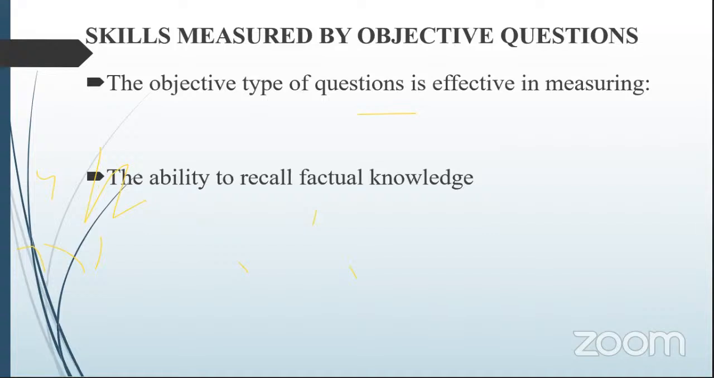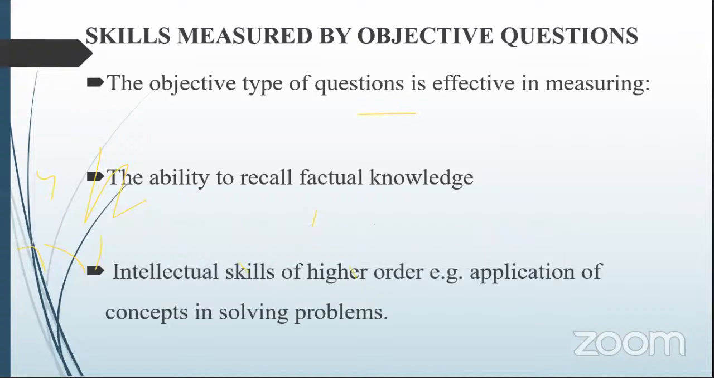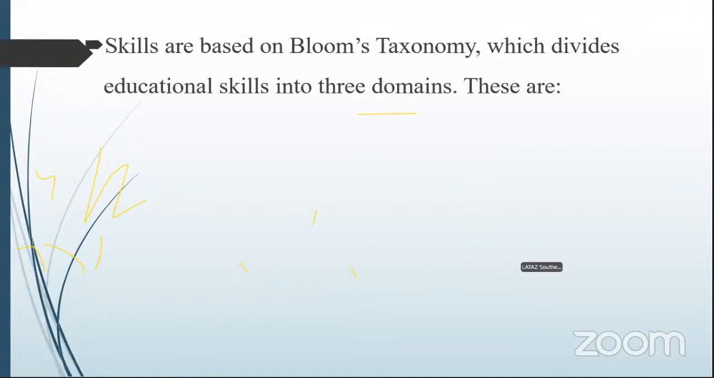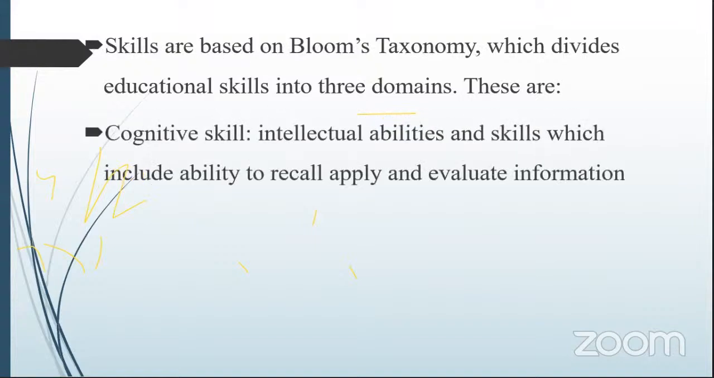certain skills. For instance, the ability to recall factual knowledge, intellectual skills of higher order, e.g., application of concepts in solving problems, these are measured. And these skills are based on Bloom's taxonomy, which divides educational skills into 3 domains. These being 1, cognitive skills, which covers intellectual abilities and skills which include ability to recall, apply, and evaluate information.